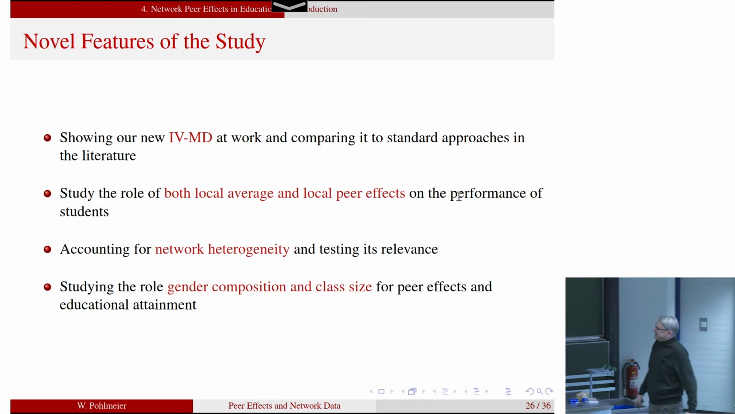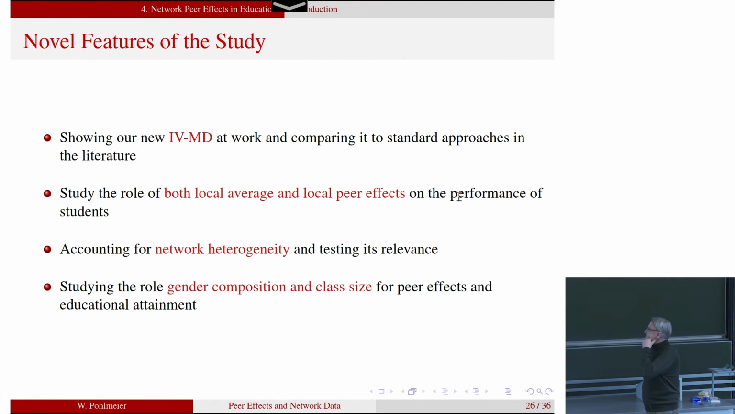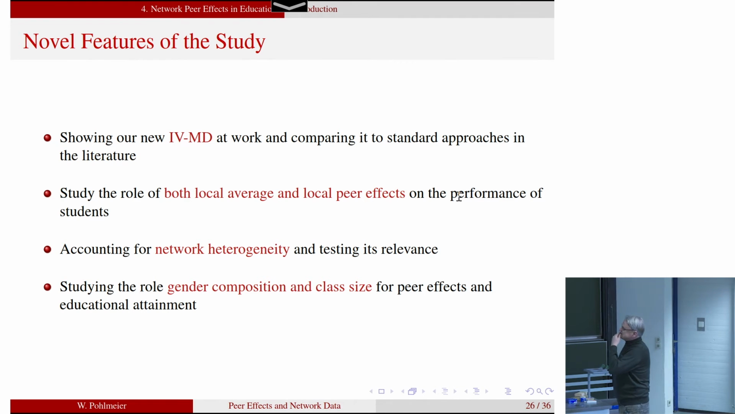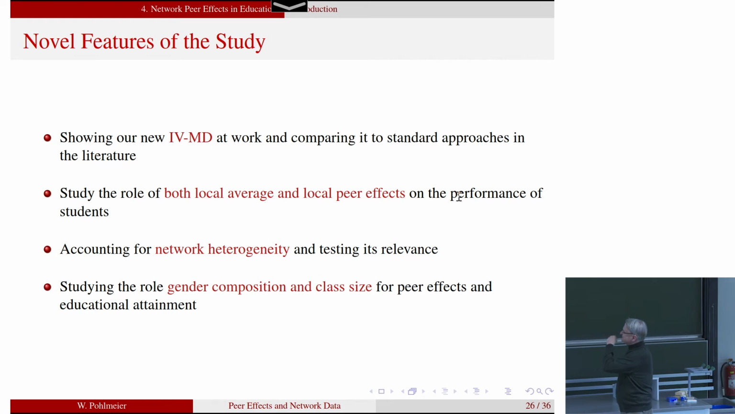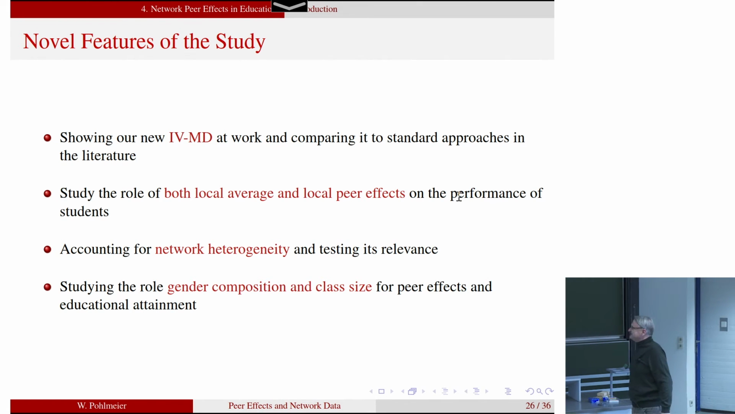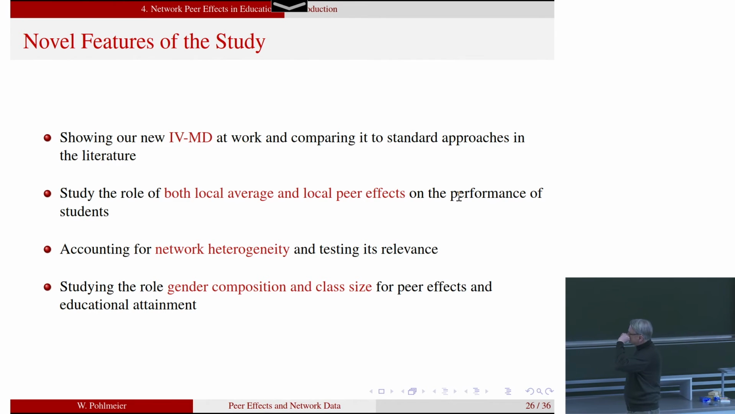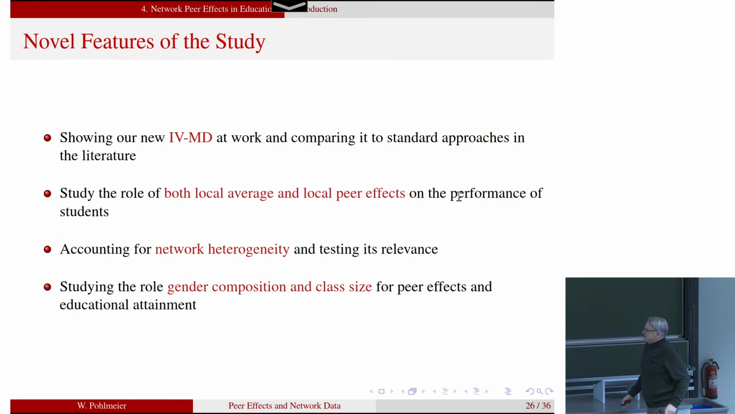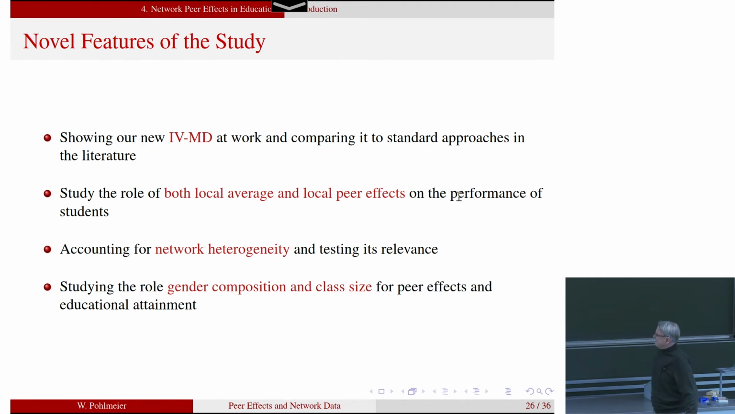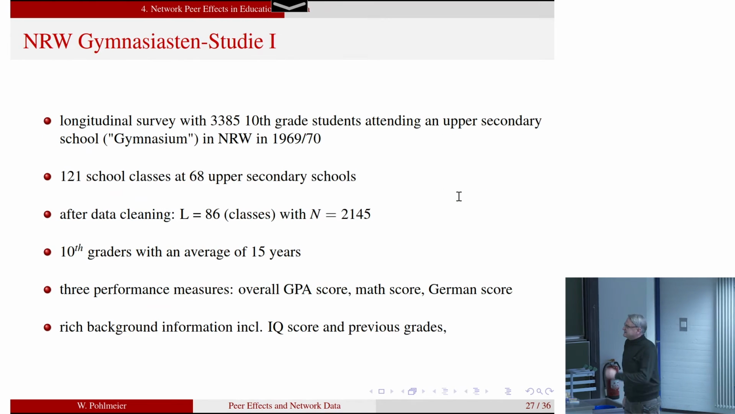And so what are the novel features? We developed this new estimation approach, the IV minimum distance approach. We consider both local average and local aggregate peer effects. We have this network heterogeneity in terms of the peer effects, which are heterogeneous. And then we study in particular the role of gender composition in classes and class size for the peer effects and then for the educational attainment.